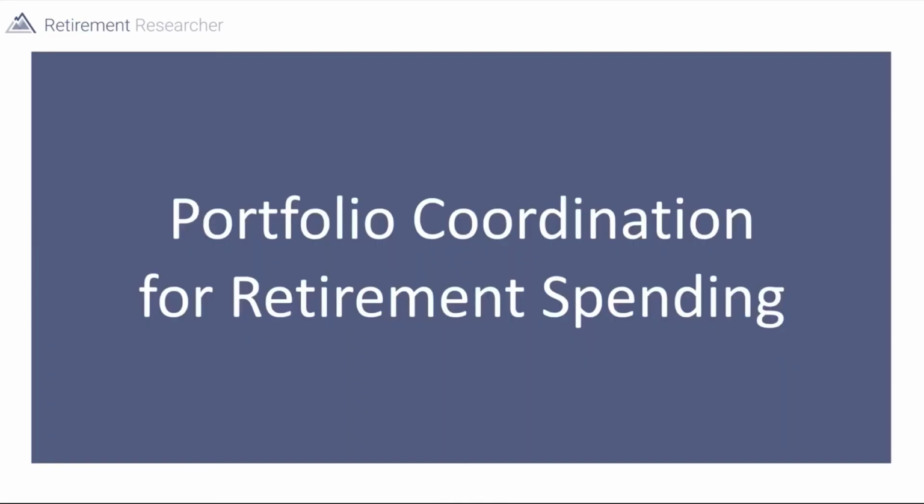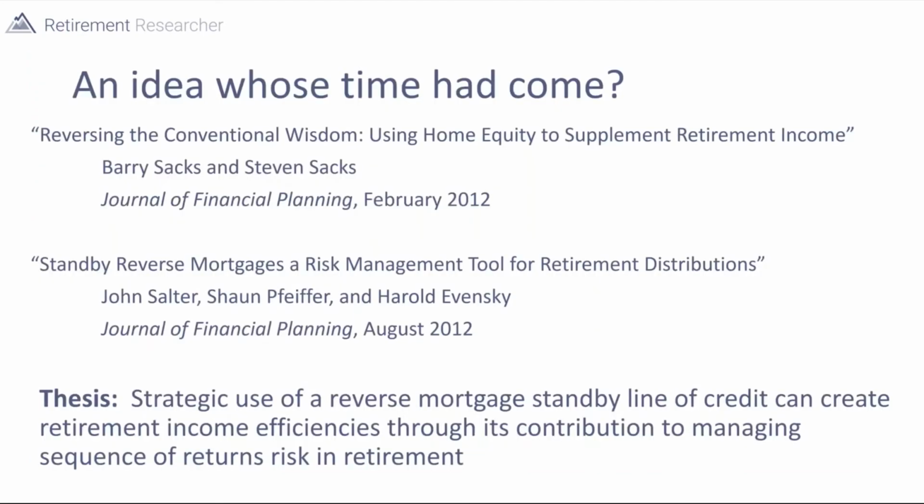So portfolio coordination for retirement spending, this is where most of the research is focused. In 2012, we had these two different articles published in the Journal of Financial Planning. They didn't know about each other's work, but they really drew a similar conclusion. The conclusion both articles reached was that strategic use of a reverse mortgage standby line of credit can create retirement income efficiencies through its contribution in managing sequence of returns risk in retirement.